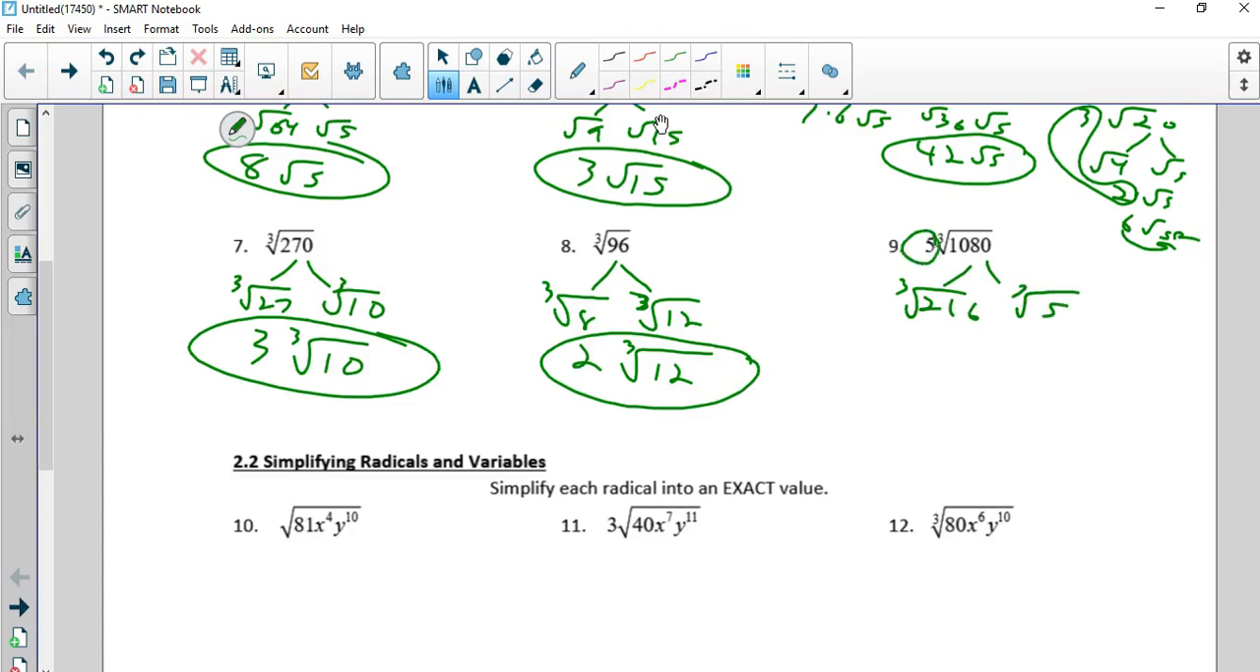Remember, there's a 5 here. We can bring it down with us if we want. That's fine, to remind us, whatever works for you. And the cube root of 216 is 6. So this is 5 times 6, or 30 if you want to go right to it, times the cube root of 5.